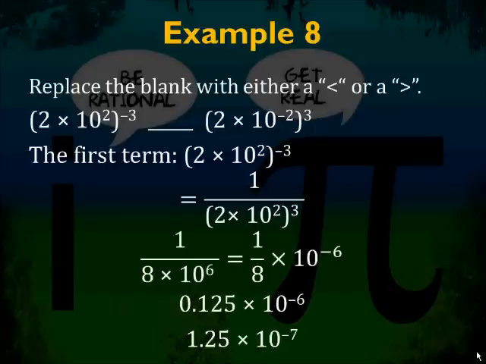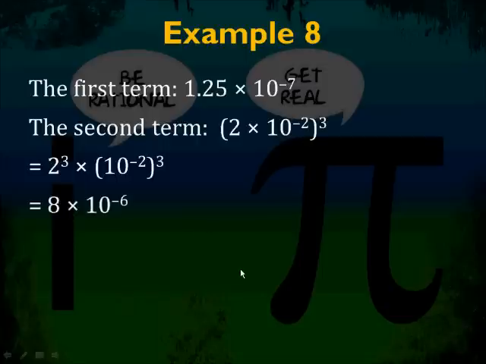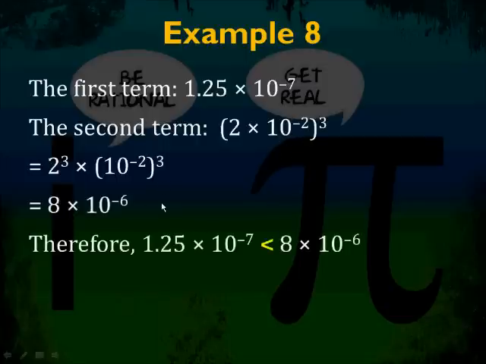That's the first number. The second number is 2 times 10 to the negative second, all cubed. Again, you can distribute the exponent because it's a product. So it's 2 cubed times 10 to the negative second cubed, which is 8 times 10 to the negative 6th. Now we can compare the two numbers, and it's pretty clear that because the 10 to the negative 6 has a higher exponent of 10, it's the bigger number.